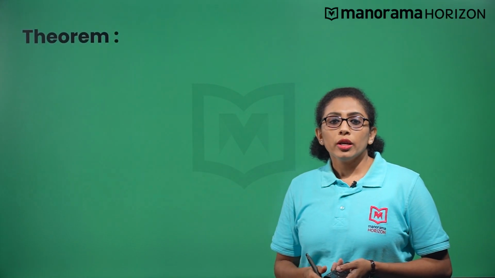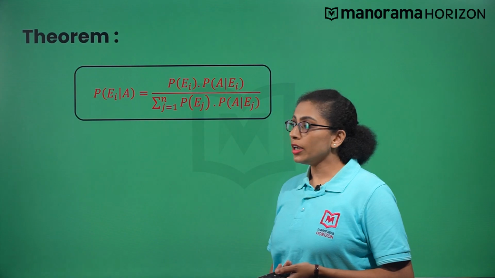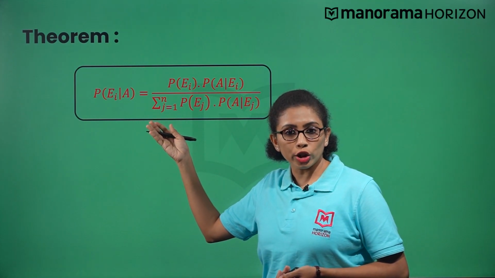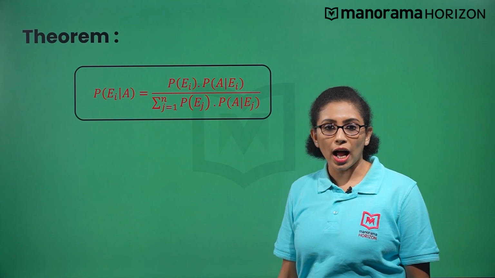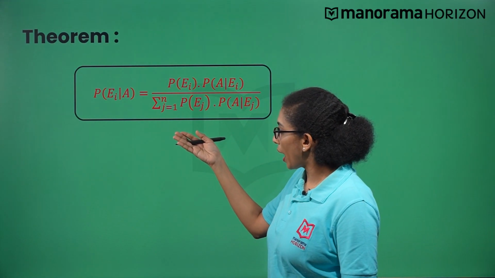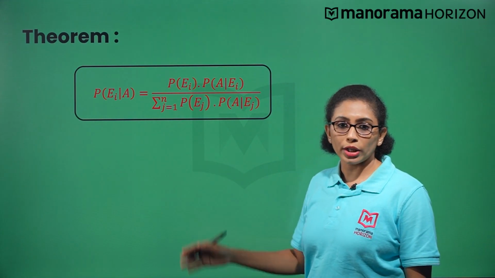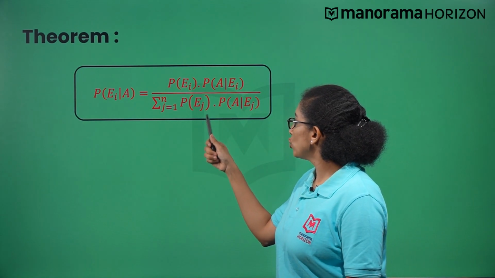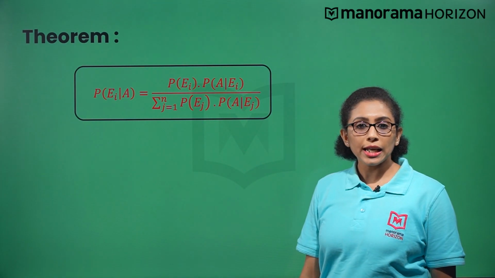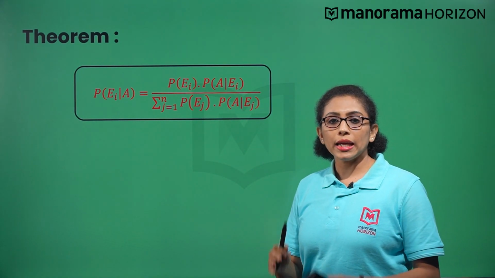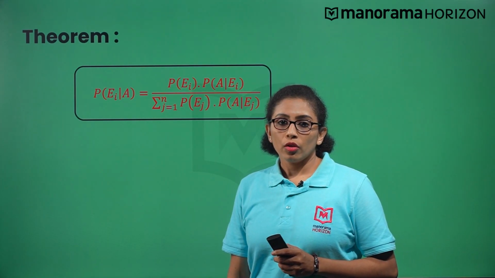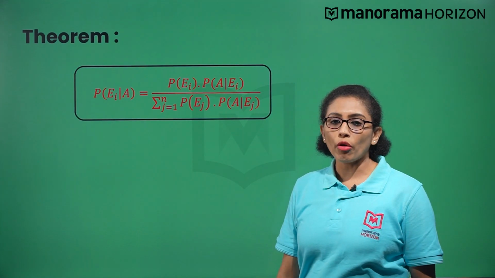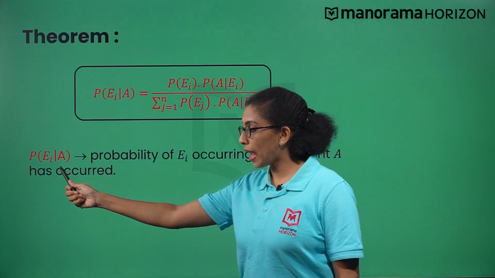P(Ei|A) = P(Ei) P(A|Ei), the whole divided by summation j equal to 1 to n of P(Ej) P(A|Ej), for any i ranging from 1 to n, where what is this P(Ei|A)?